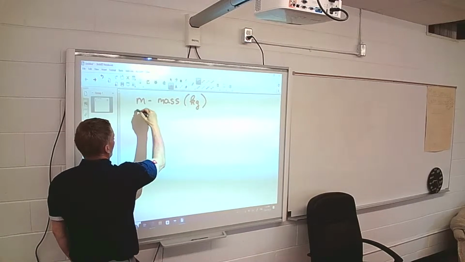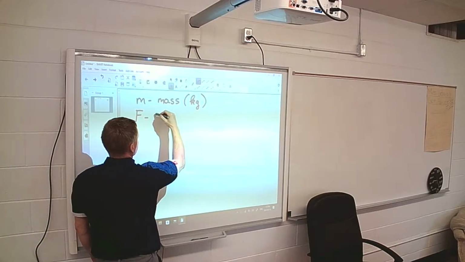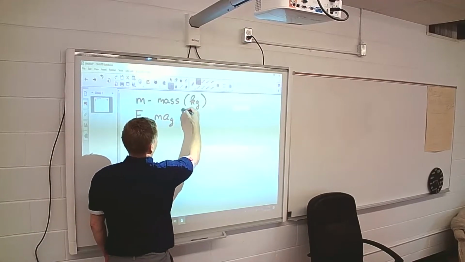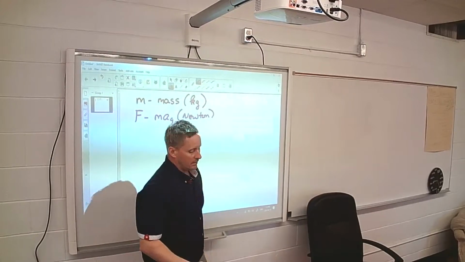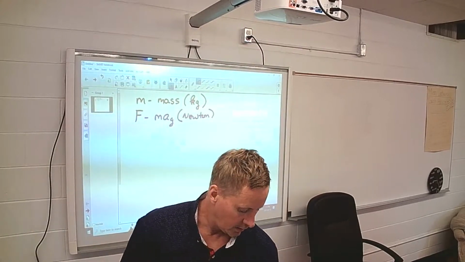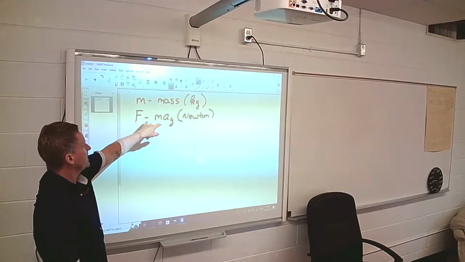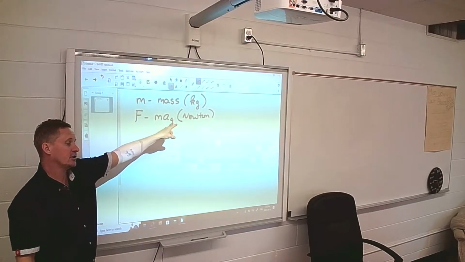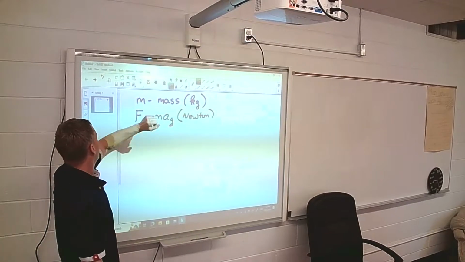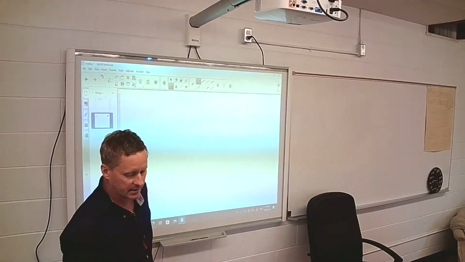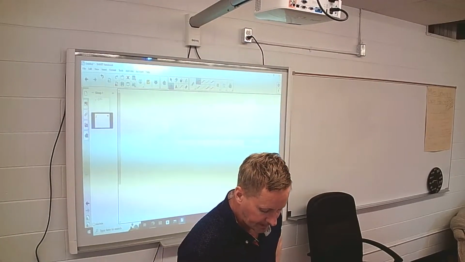Okay? Weight is actually force, which is mass times acceleration of gravity, and the unit for force is the Newton. So when they say weight, your answer should be in newtons, but we don't do that in this class. That is just for when you get into grade 10 science and physics in grade 11 and 12.